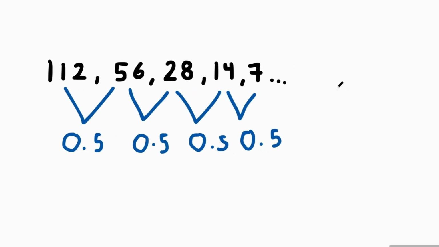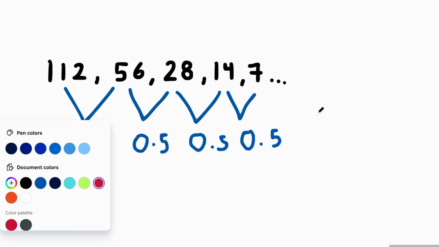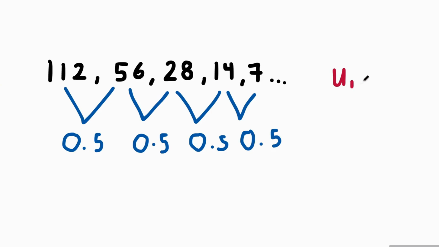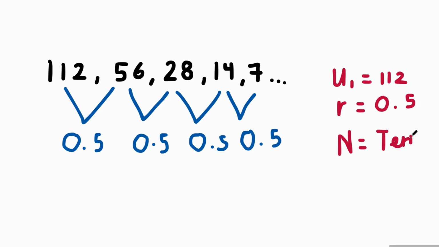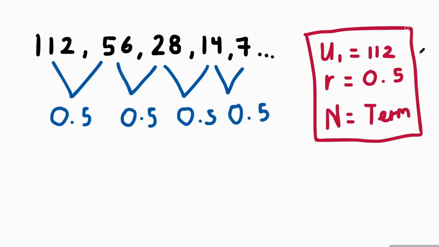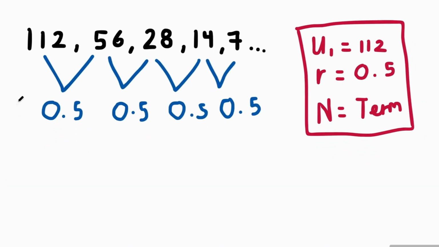Okay, next step. I want to leave clear these 3 things that we have to know before applying the formula to solve geometric sequences. First of all, U1 means the first term. U2 would be the second term, etc. R is the ratio, that's the common ratio. In this case, it's 0.5. And U1 was 112. And N simply means term number. That's all we need. These 3 variables will get us a correct nth term, or general rule.